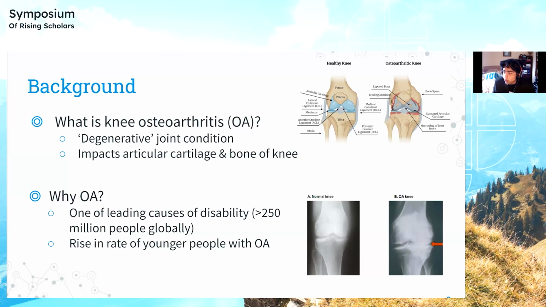One may ask, why did I decide to choose this degenerative condition as opposed to the many other degenerative conditions that exist? Well, knee OA is one of the leading causes of disability, affecting upwards of 250 million people globally. In fact, hip and knee OA combined account for over 17 million years lived with disability globally. Even more, there has been a much more concerning trend, which is an increase in the rate of younger people that develop knee osteoarthritis.